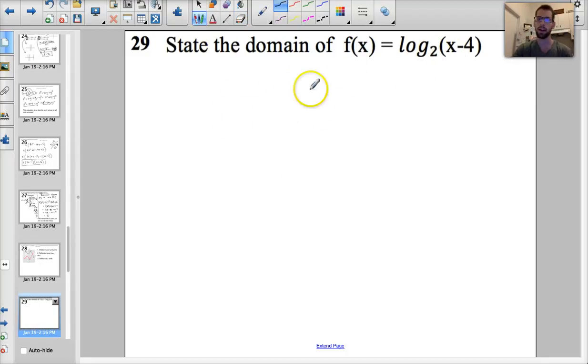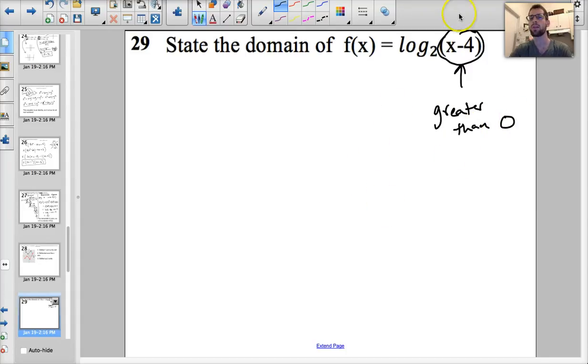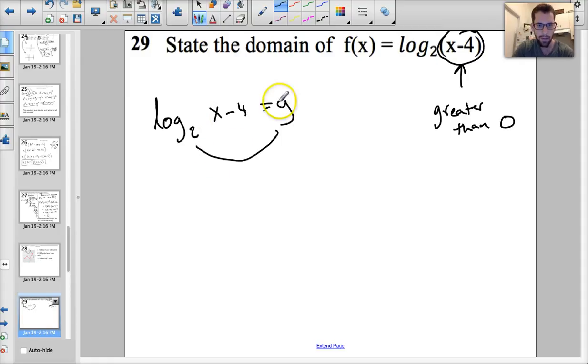The thing about a log is this thing here, the thing inside of the parentheses, always has to be greater than 0. And the reason why is because whenever I have a log, it's always set up like this, right? We've got log base 2 of x minus 4 equals y. This is the same thing if I were to do the circle of logs as 2 to the y equals x minus 4.